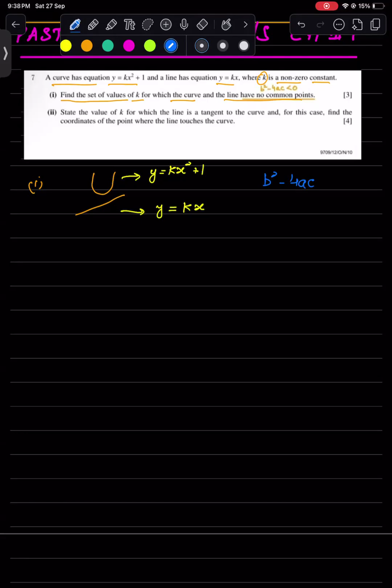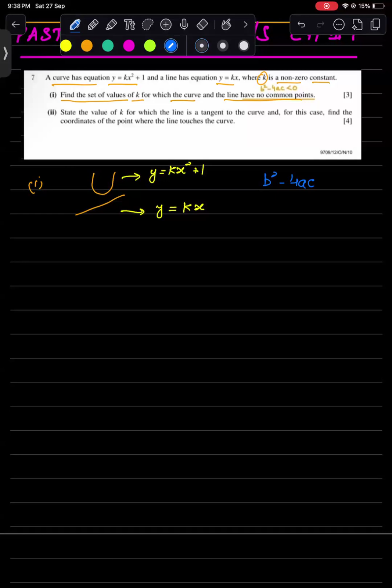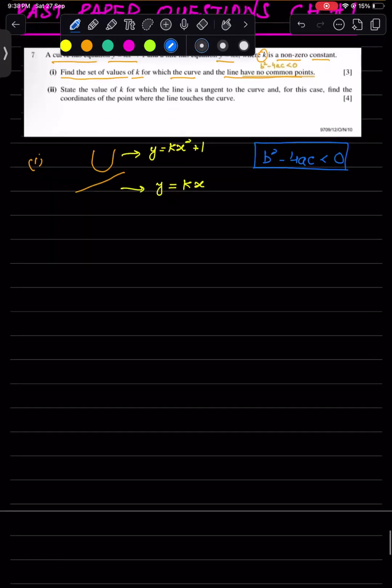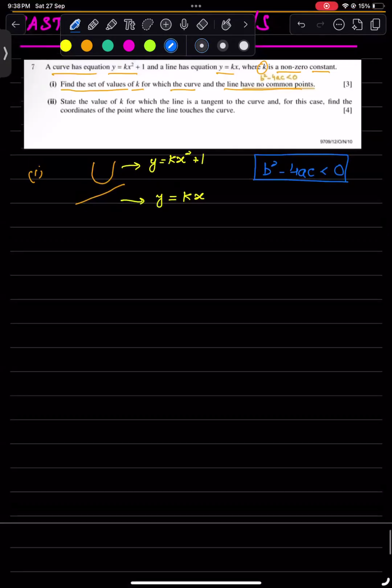Yes, Raza? It will be less than 0. Less than zero. Keep yourself unmuted and try to respond as quickly as you can. Okay? So what will be the very first step to solve such question?